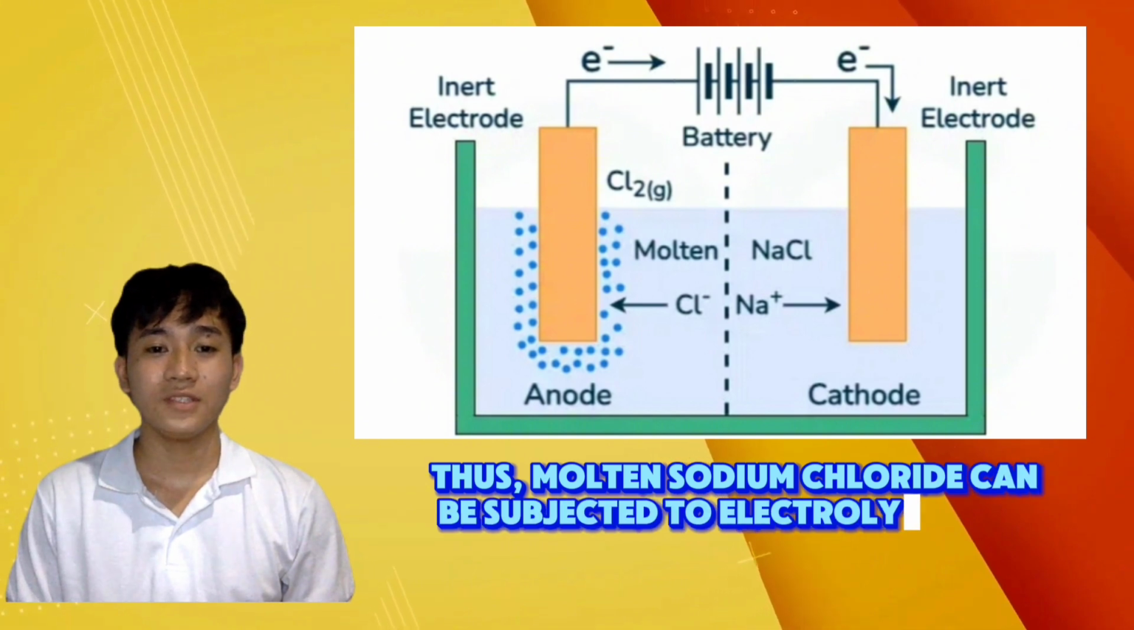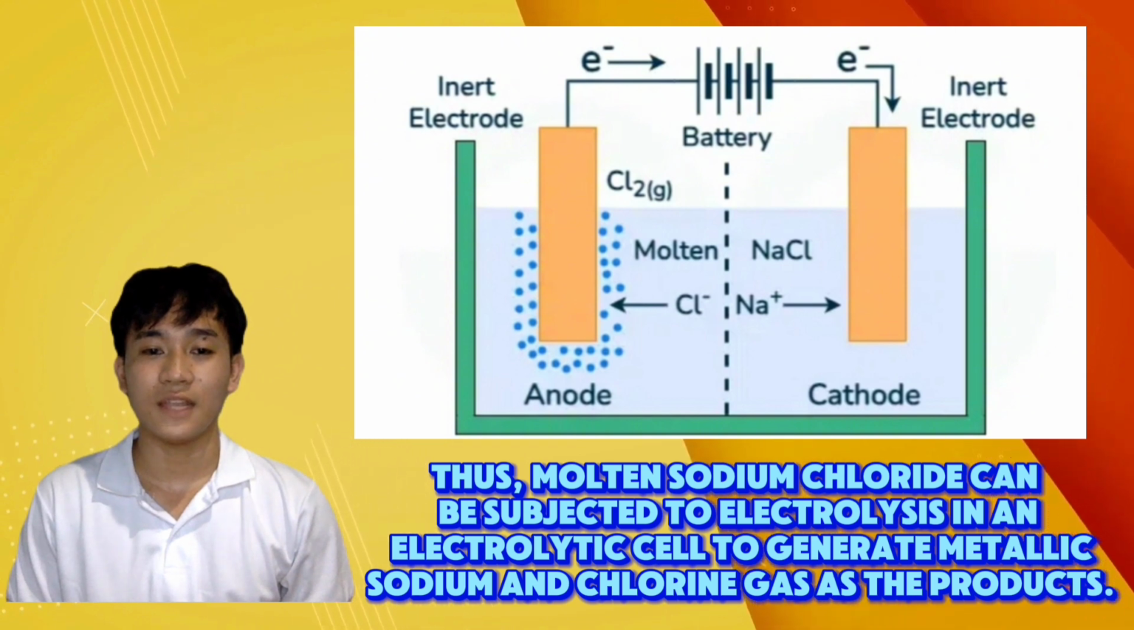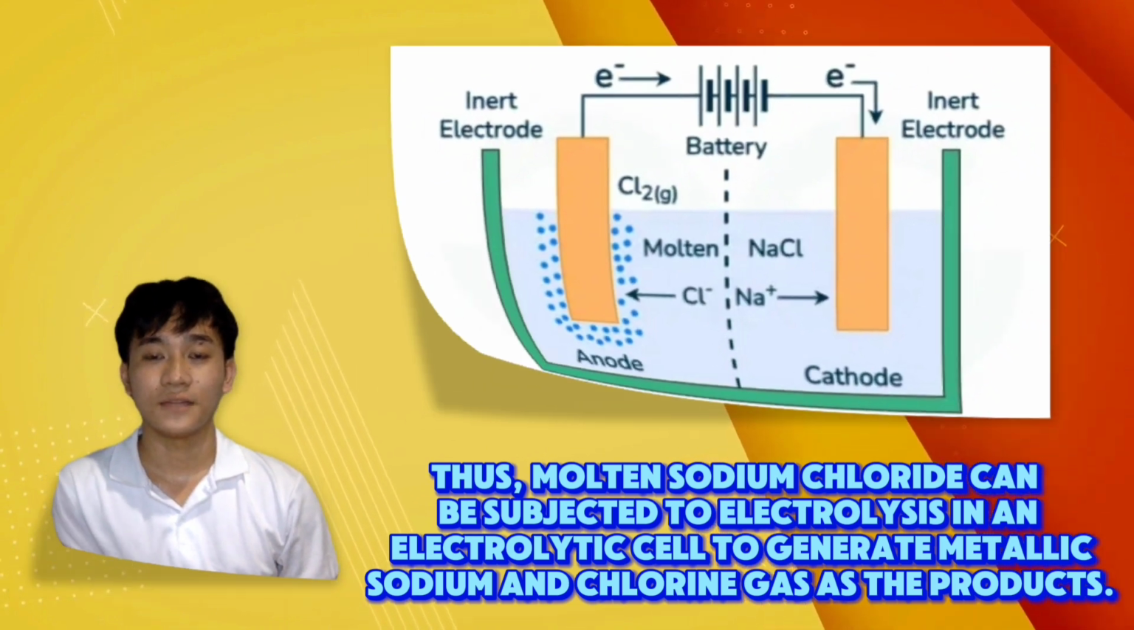Thus, molten sodium chloride can be subjected to electrolysis in an electrolytic cell to generate metallic sodium and chlorine gas as the products.